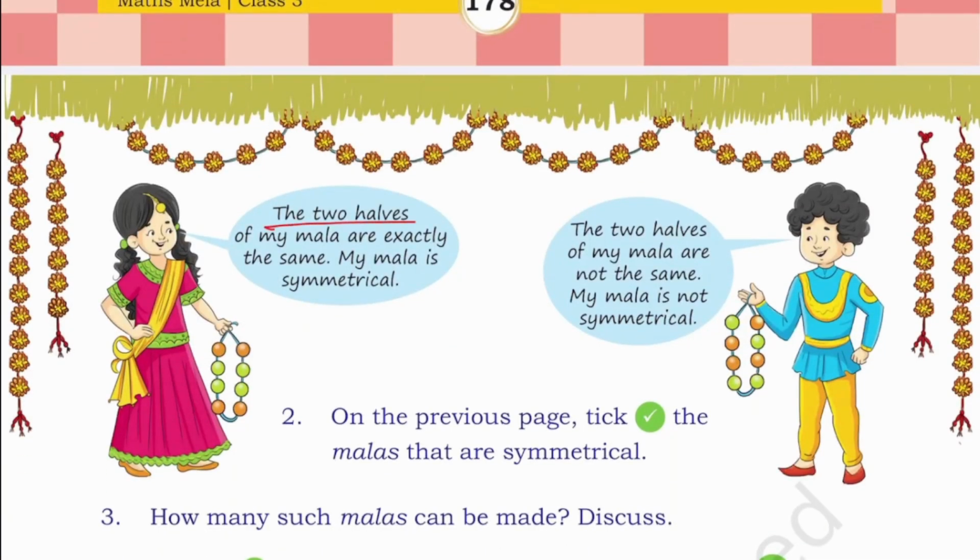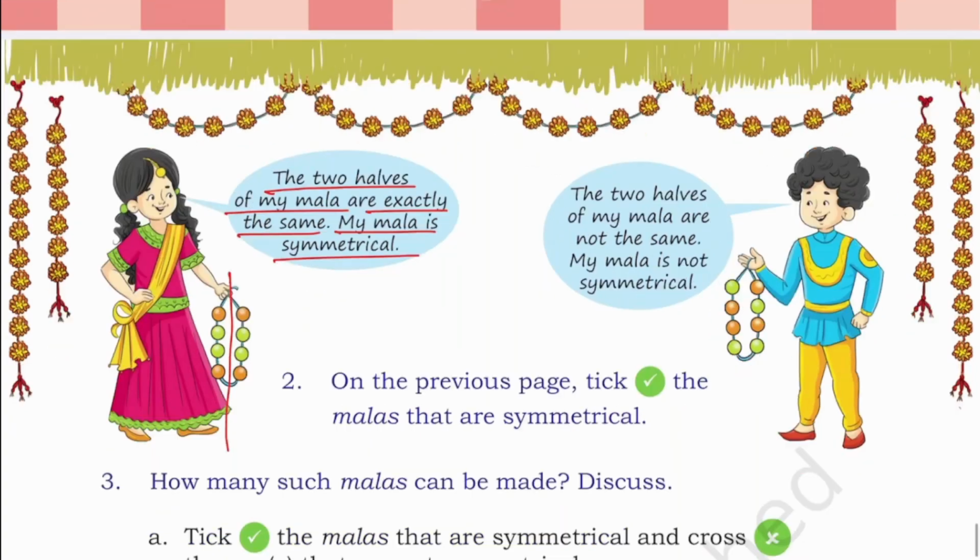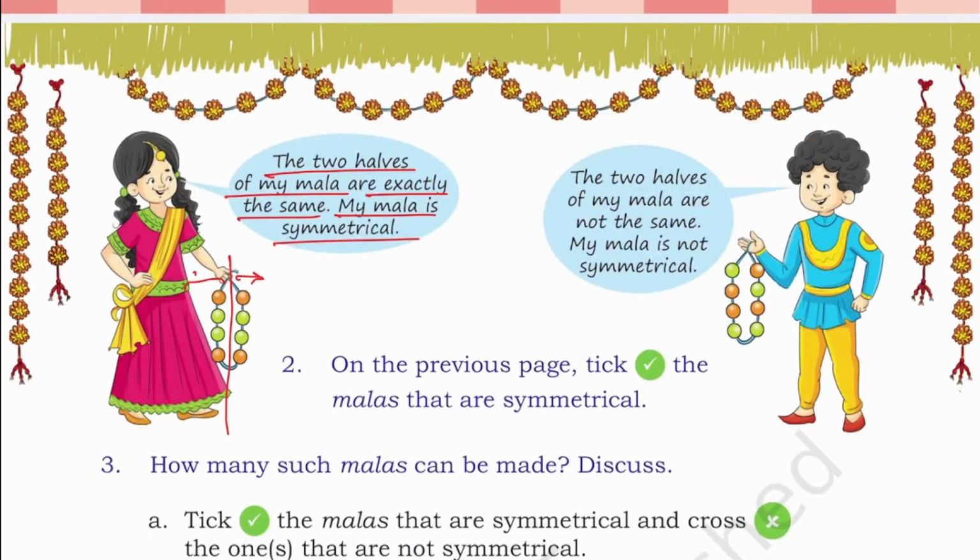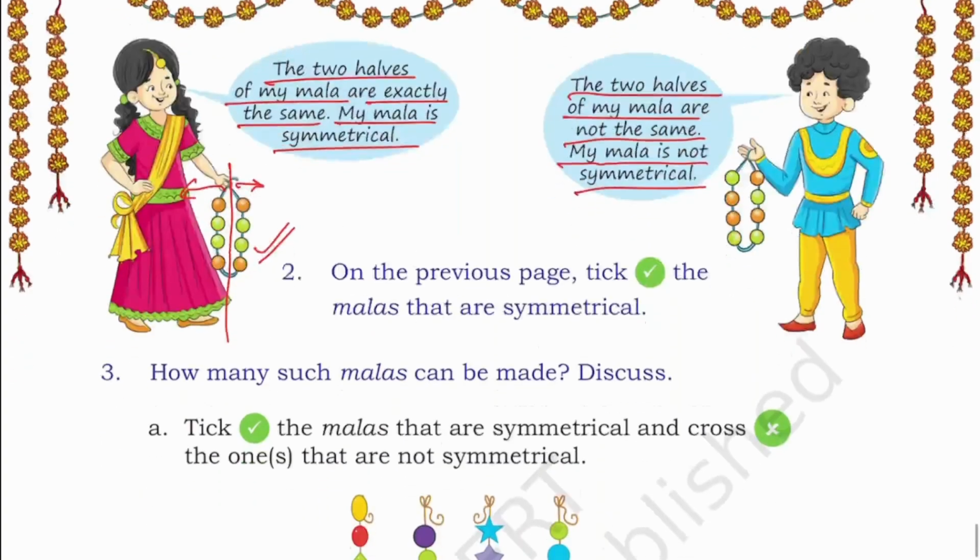The two halves of my mala are exactly the same. My mala is symmetrical. You can see, if you divide the things into two halves, then the left side things are equal to the right side things. That means this mala is symmetrical, but not in the case of Avi. The two halves of my mala are not the same. My mala is not symmetrical.